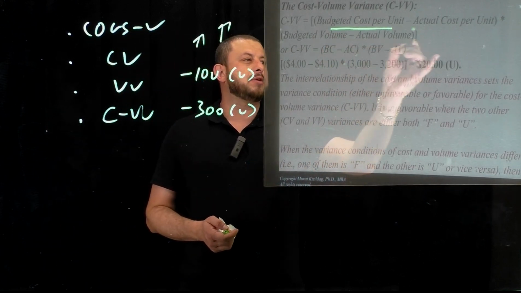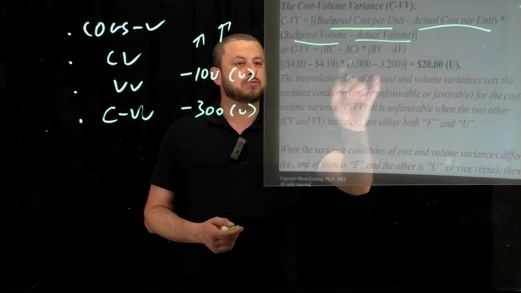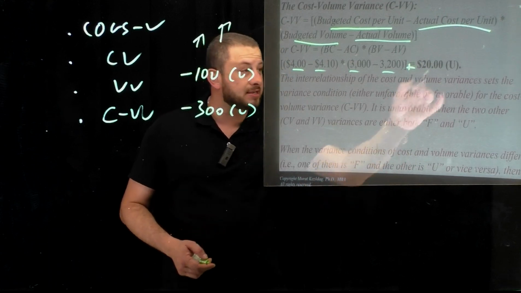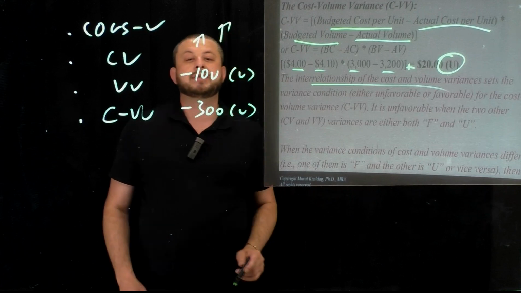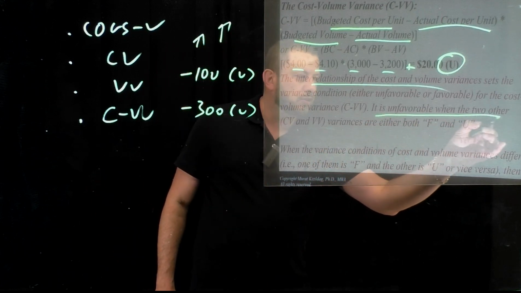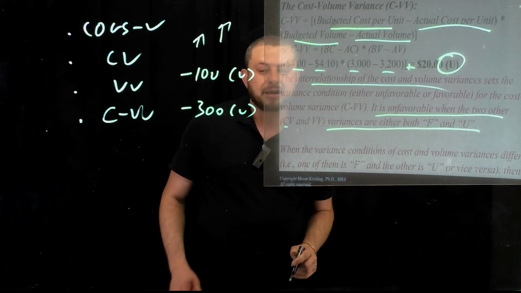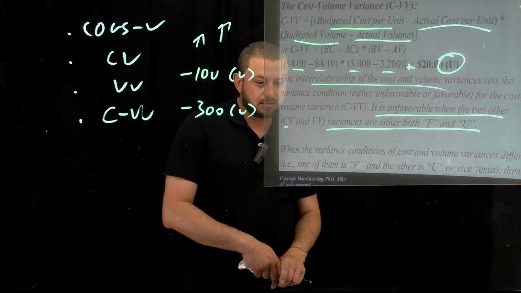Budgeted cost per unit minus actual cost per unit multiplied by budgeted volume and actual volume. So I'm going to plug in numbers just like this when I do the math. Look, it's positive this time, but it's still unfavorable. Why? The interrelationship of cost and volume tells us how it is unfavorable when the two other variances are either favorable or unfavorable.